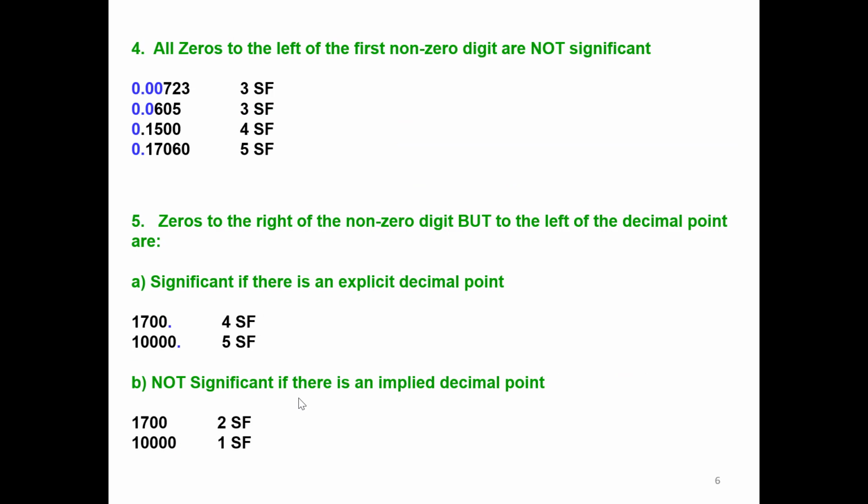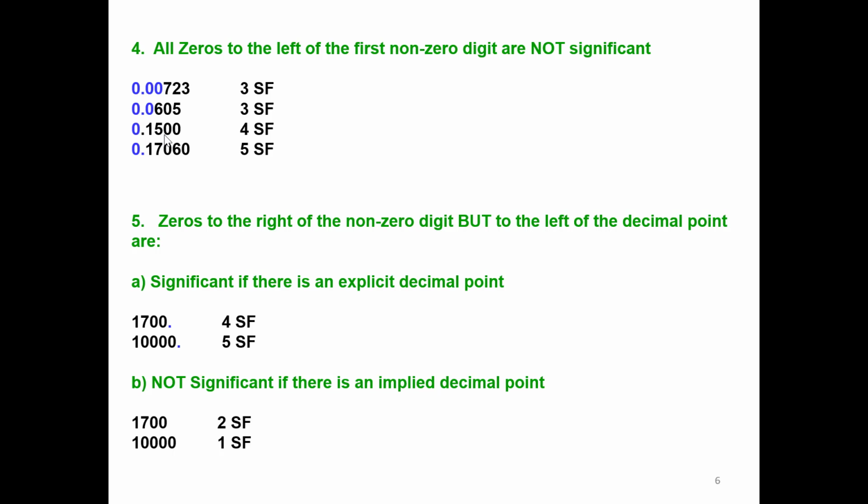Then all zeros to the left of the first non-zero digits are not significant. In other words, the zeros we use just to indicate the position of the decimal point are not significant. And in this case, these two zeros are not significant. This is why we had 1, 2, 3 significant digits. This 0 is not significant, then we had 3 significant digits. But these two zeros are significant because they are to the right of the non-zero digits.